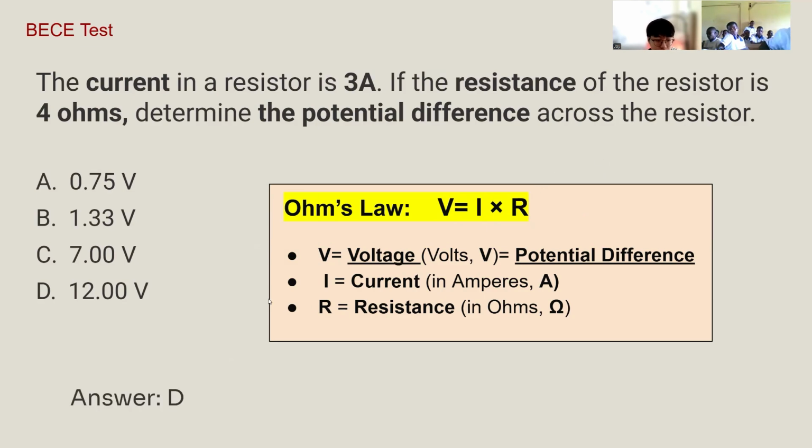Yes, I think I heard D, and that is correct. So yeah, this is 12 because it is 3 amperes, which is the current, times 4 ohms. According to Ohm's law, this should equal voltage, V. That is 12 volts here. Yeah, great job.